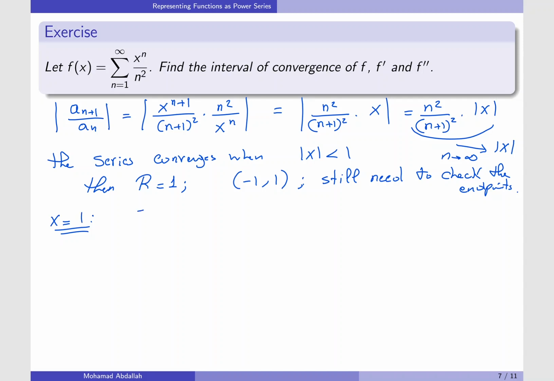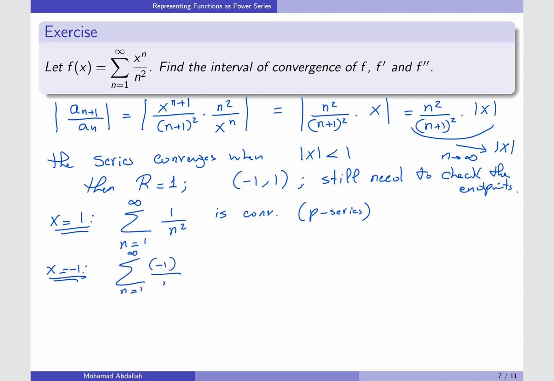When x equal 1, I got the sum from n equal 1 to infinity, 1 to the power n is 1, so 1 over n squared. This is convergent as it's what? It's a p-series with p equal 2.